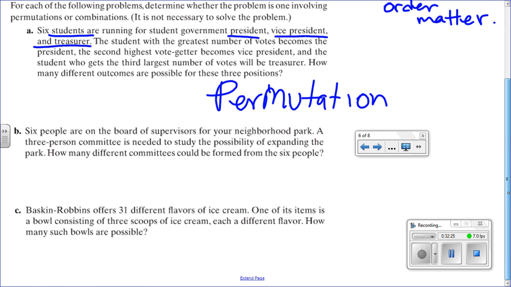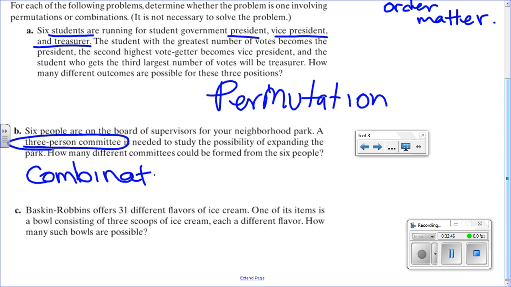Okay, 6 people are on a board of supervisors for your neighborhood park. A 3-person committee is needed to study the possibility of expanding a park. How many different committees could be formed from 6 people? Combination, because the people in the committee have the same say-so, right? No matter who makes the committee, as long as they study this part.